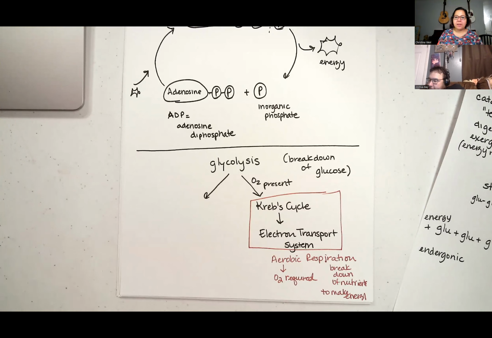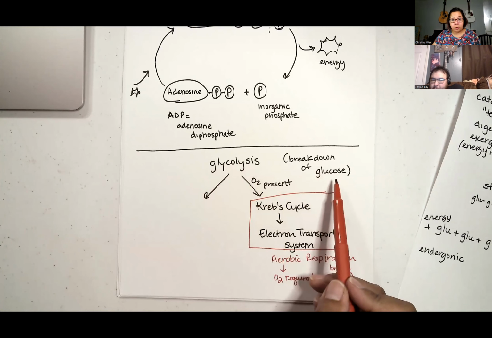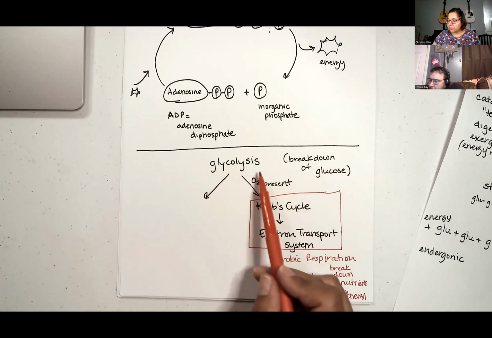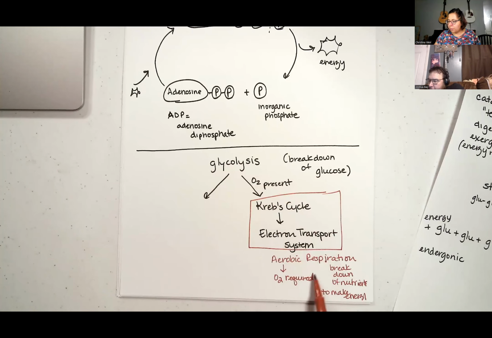Okay, we're back. So again, quick review. Glycolysis is a series of chemical reactions. Those reactions function to break down glucose. If oxygen is present, then after glycolysis, we undergo aerobic respiration. Aerobic respiration itself is two parts. There's what's called the Krebs cycle and the electron transport system.